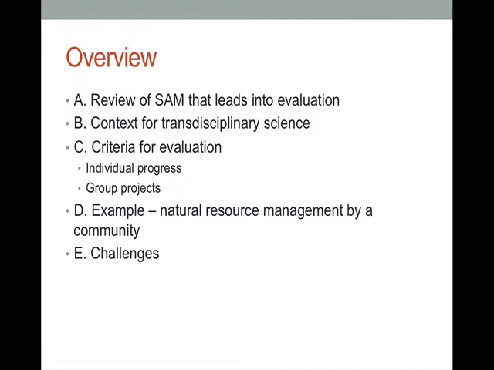Just an overview. I'm going to review what scientific adaptive management said and how that leads into evaluation. Again, because most of the problems we're looking at are wicked problems, they're going to require scientific adaptive management. Then I'm going to talk about the multiple types of science, including transdisciplinary science. And then we're going to go through a list of criteria. But again, the main part of today is going to be to work through this example and focus on evaluating the assumptions and the underlying models that we would use to manage those. And finally, end up with a little bit on the challenges as we move forward.